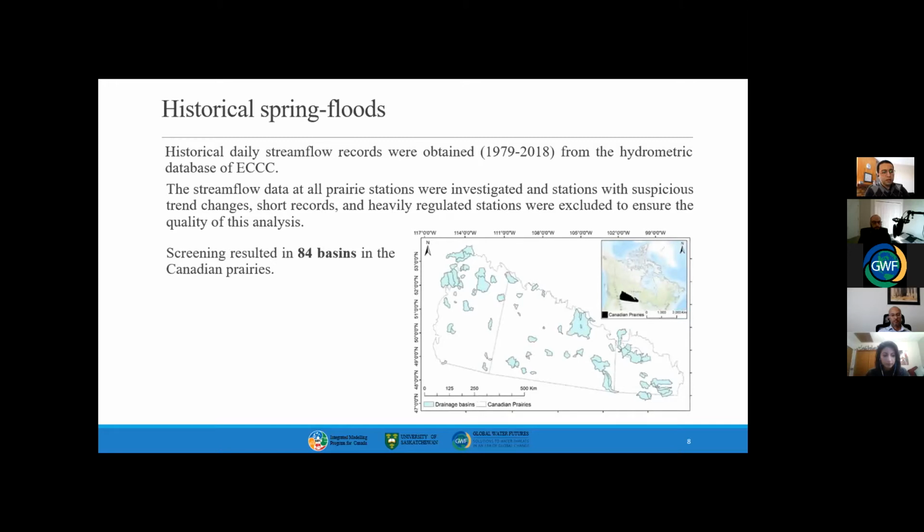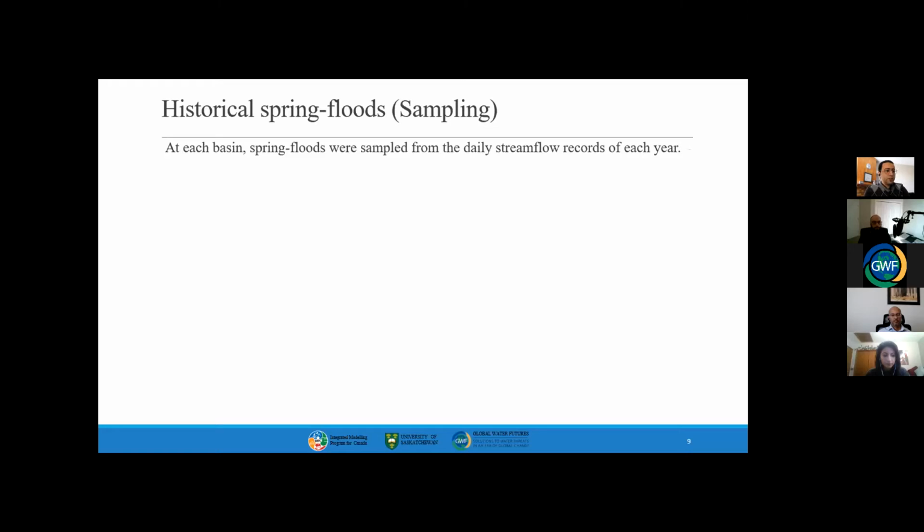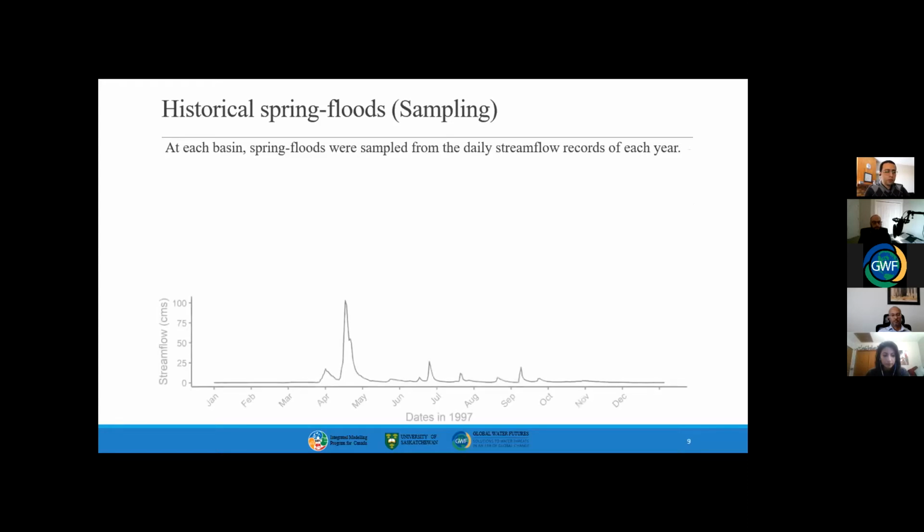The screening resulted in 84 basins in the Canadian prairies, and those are the basins I'm showing in this figure, distributed across the prairie region. At each of these 84 basins, spring floods were sampled from the daily streamflow records in each year. For example, this is a daily streamflow observed at one basin in 1997. The x-axis shows the dates during this year, and the y-axis shows the magnitude of the observed streamflow. The maximum observed event of this year occurred in April. Its magnitude is sampled as the spring flood of this year, 1997, together with its date of occurrence, because the date of the flood plays an important role in the next steps.